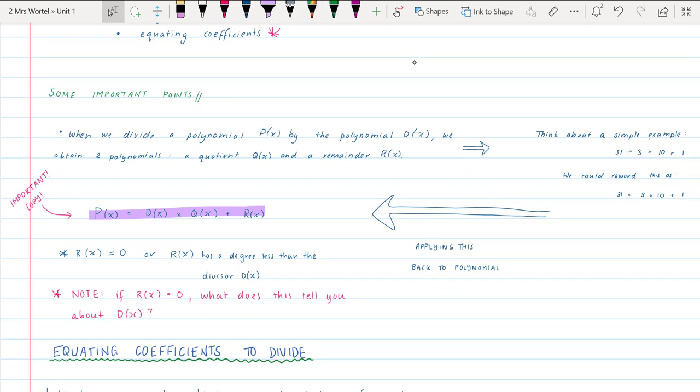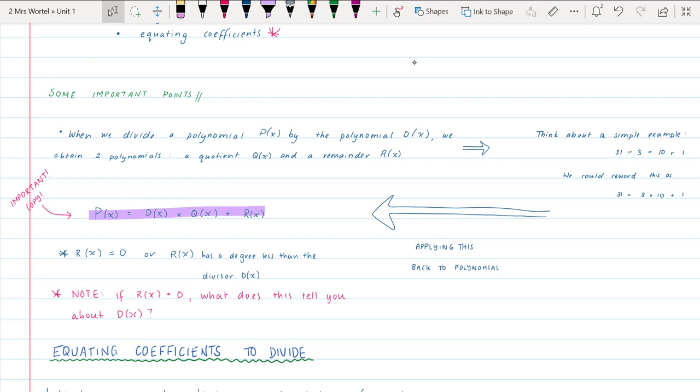When we divide a polynomial p of x by another polynomial, d of x, so the divisor, that's why we're giving it the letter d, the answer that we obtain is another two polynomials, so the quotient and a remainder. And you've heard that idea of remainder before, just thinking back to when you divide simple numbers, you have a remainder sometimes.